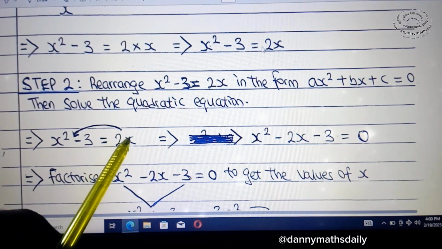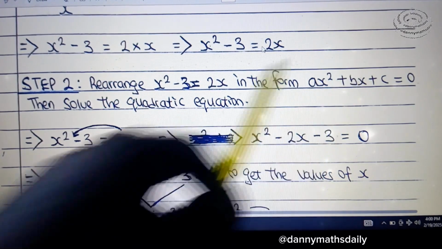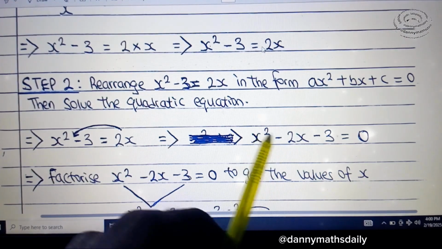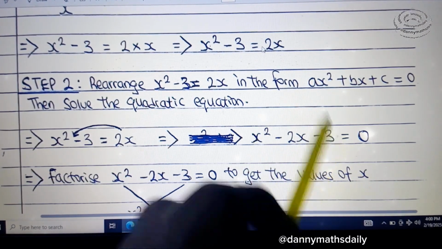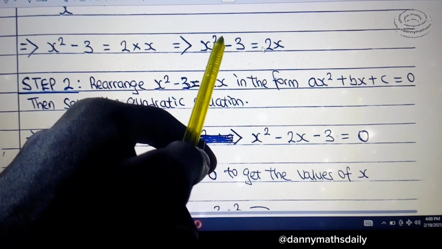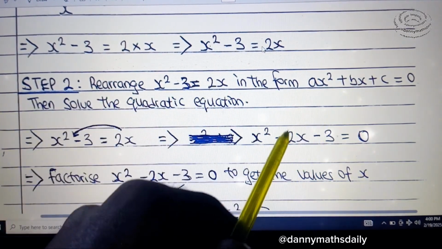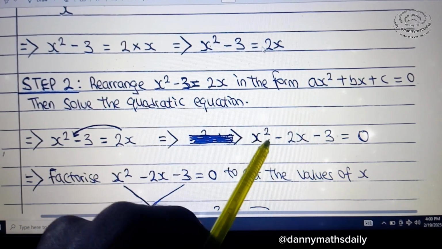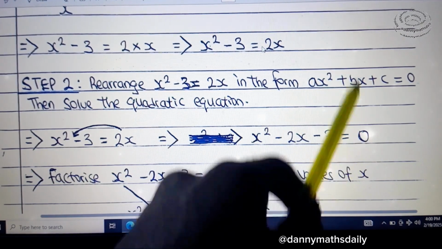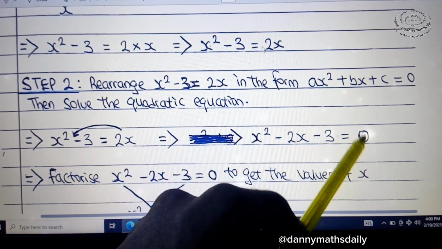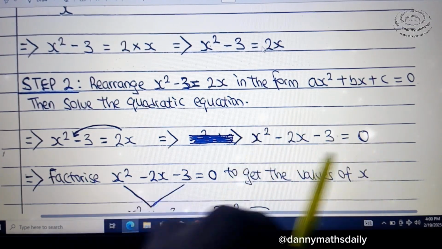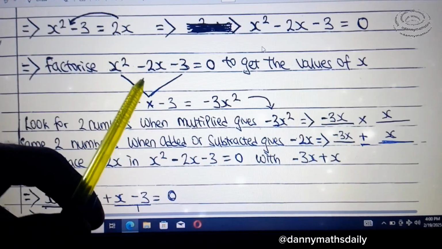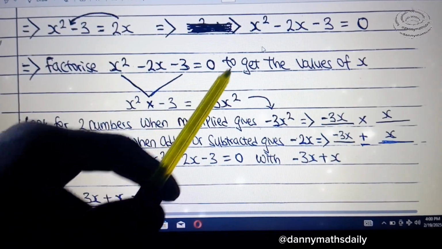Now looking at this now, x² − 3 = 2x. So when this 2x comes over here, to be in this form, the sign changes. It was plus here, so it becomes minus. So x² − 2x − 3. It was plus here, so it's moving over to this other side, so the sign changes. Do you get it now? So because we want it to be in this form, it becomes x² − 2x − 3 = 0. Since nothing else is there, it becomes 0. Do you understand? Now let's proceed to factorize this to give us our values. Now to factorize x² − 2x − 3 = 0, and that's to get the values of x.